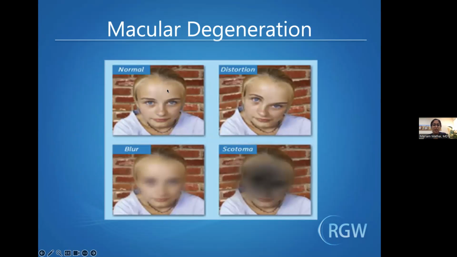If we look at this picture of this young girl, the top left is a normal photo, albeit a little bit blurry. Macular degeneration can cause a lot of issues, including distortion in the center. Do you notice how the bricks off to the side are not that distorted, but right in the center, there's some distortion? It can blur the center of the vision or cause what we call scotomas, which are complete blackout of a small area of the vision.